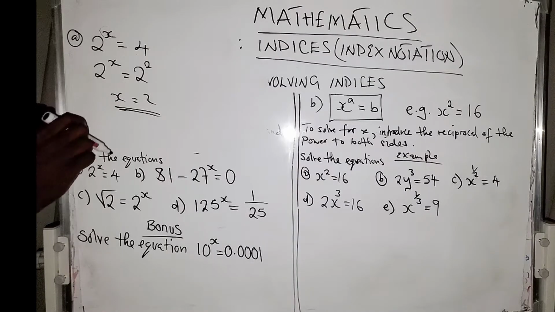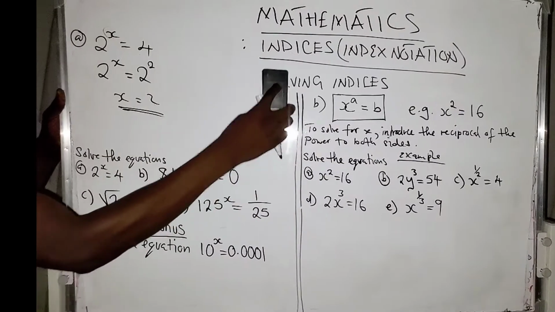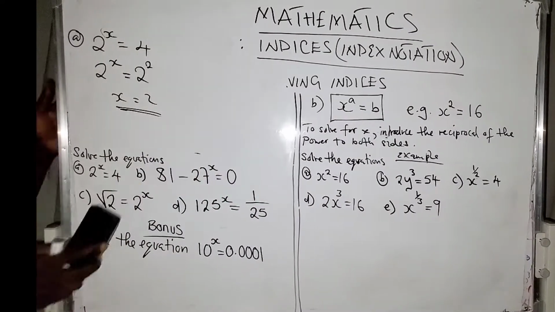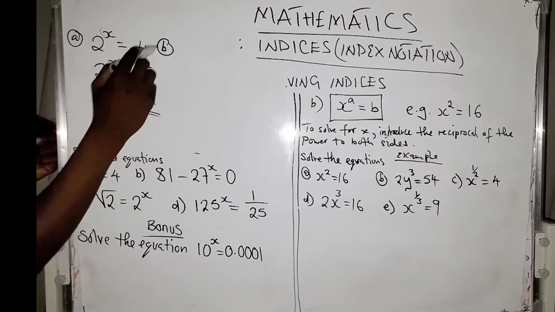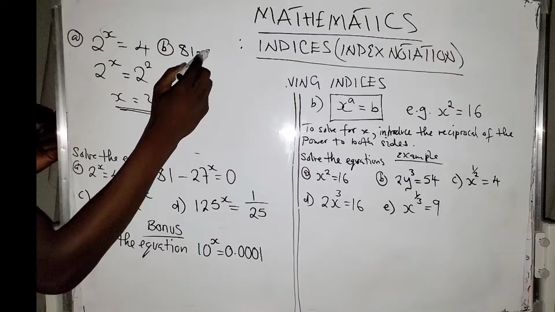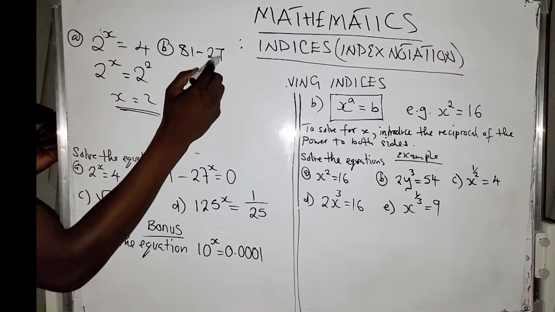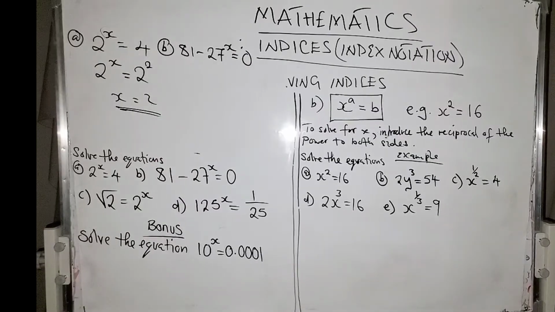The next one is the 2024 GCE one, which is B. It is 81 minus 20 what? To the power is equal to 0. Is it visible there? Okay, is equal to 0.